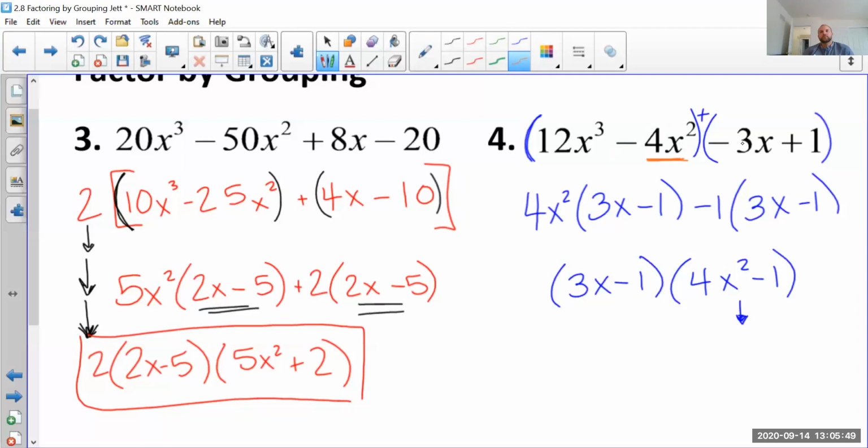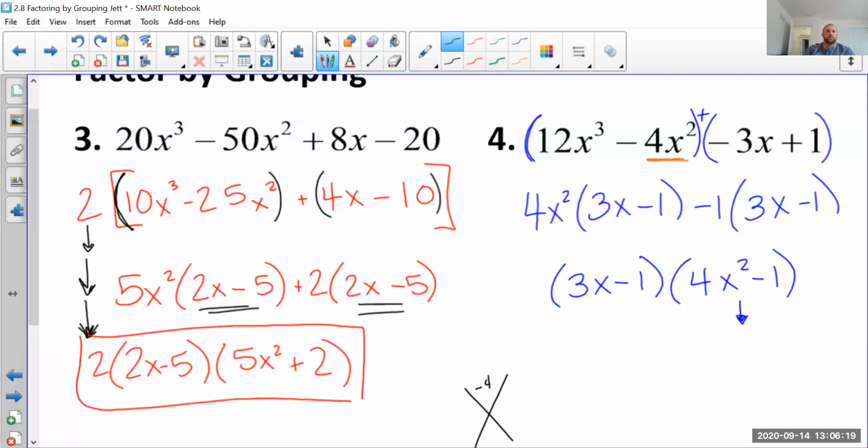Second thing, we need to pull out that negative 1 here. Make sure you put that 1 there so that you see that it's left over when you pull it down here. Okay? And then finally, once I get here, we can go a little bit further. I obviously can't factor 3x minus 1 because it's a linear. I can factor 4x squared minus 1 because 4 is a perfect square and 1's a perfect square.